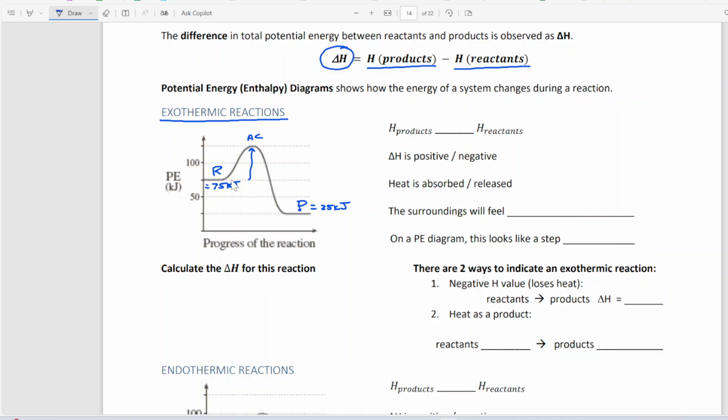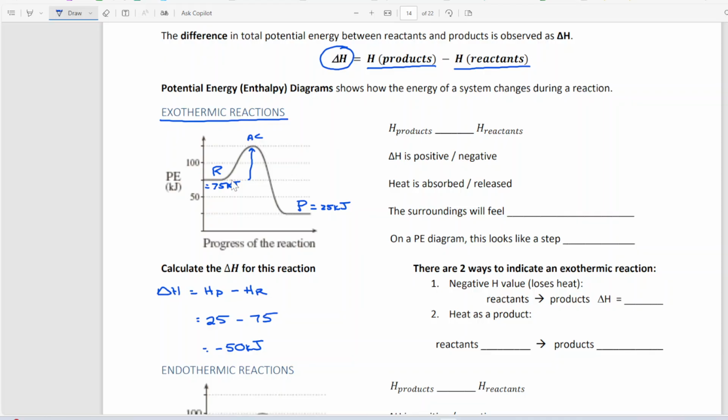So let's look at how much heat was either absorbed or released. And the easiest way to do this is to do your calculation. We've got delta H is equal to the heat of your products minus the heat of your reactants. Now, the heat content of your products is 25 kilojoules. The heat content of your reactants is 75. So overall, your change in enthalpy, or your change in heat, is negative 50 kilojoules.